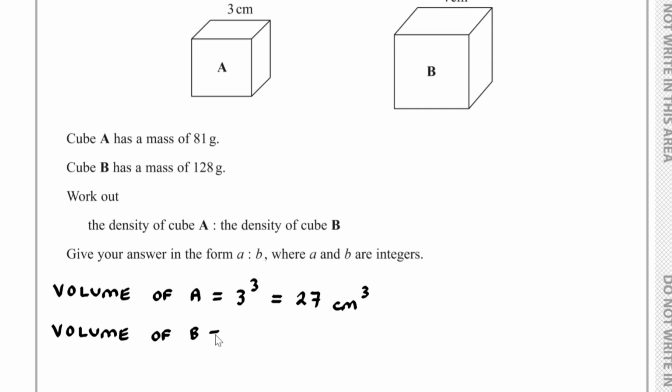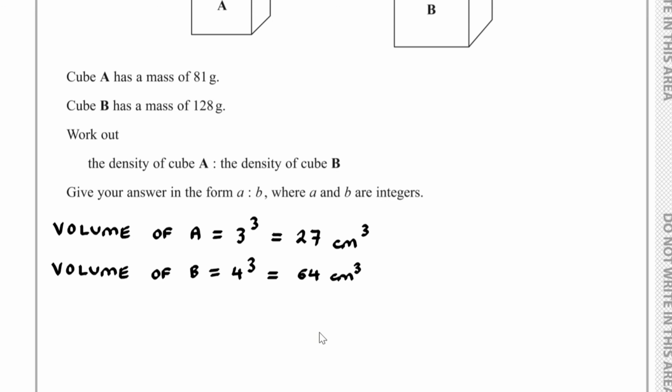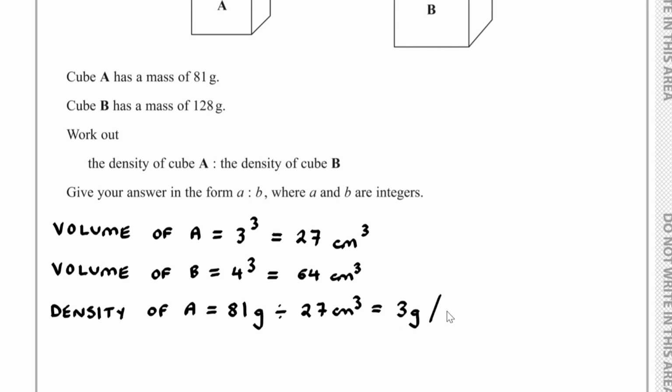The volume of B will equal 4 cubed, which is 64. So the volume of B is 64 centimeters cubed. We can now find the density by dividing the mass by the volume. So the density of A will equal 81 grams divided by 27 centimeters cubed, and it turns out the density of A is 3 grams per centimeters cubed.